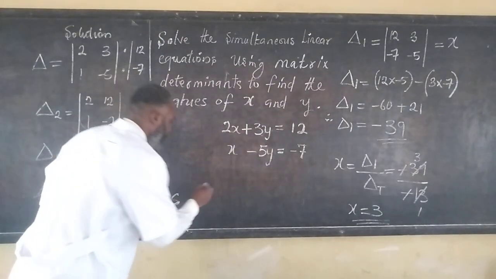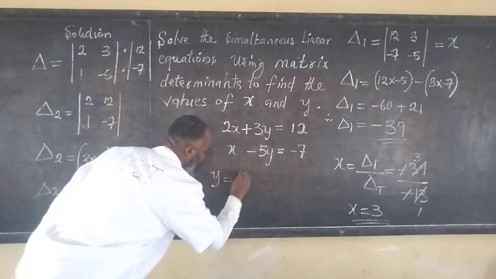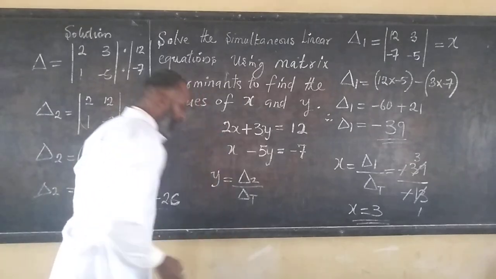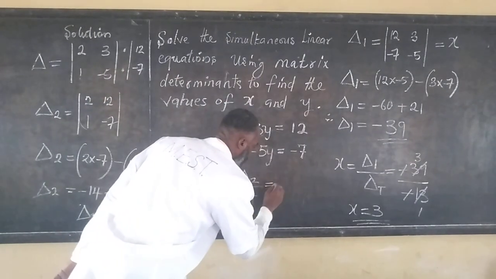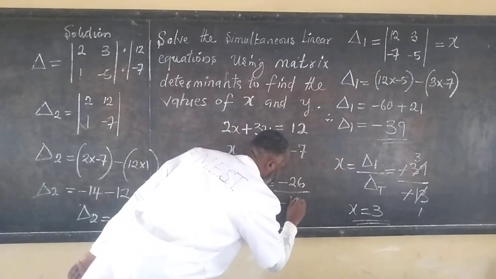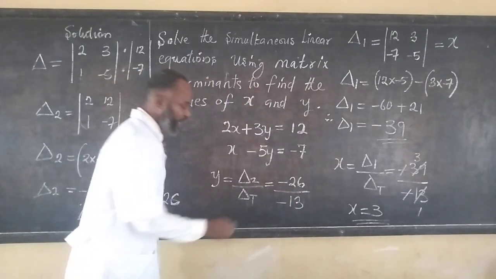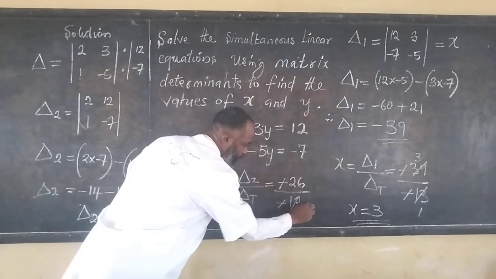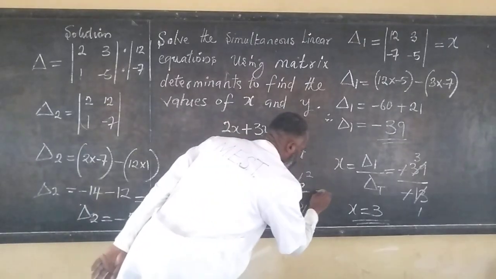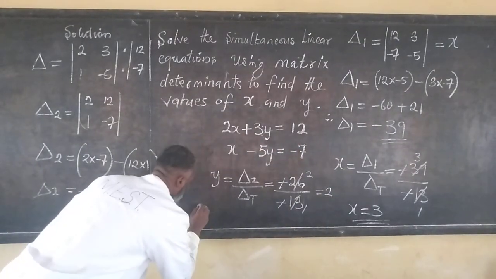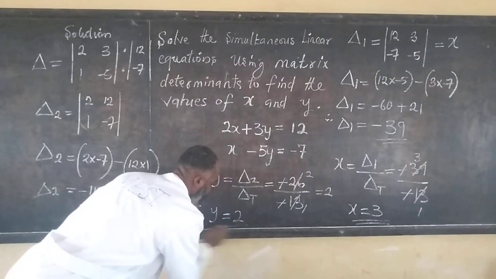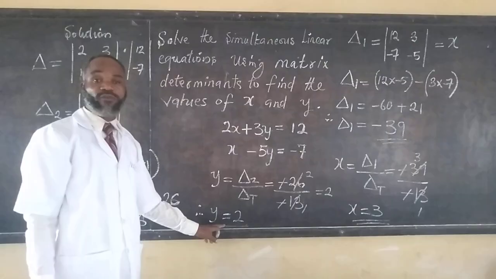Alright, to find the value of y, we have y is equal to determinant 2 all over the total determinant. And that is, for determinant 2 is minus 26, for total determinant is minus 13. If we cancel wisely, this is 1, and then this is completely 2. And this is equal to 2. Therefore, the value of y is equal to 2. Solved. That is the value of y.